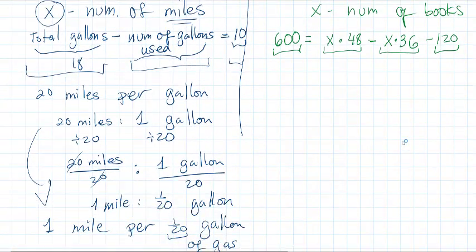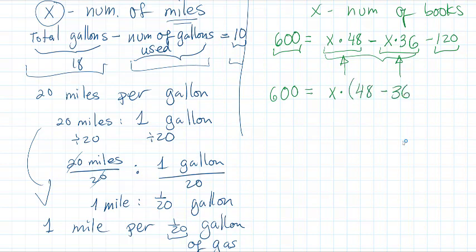Okay, so let's go ahead and solve this equation. So our first step will be to combine like terms. That's one of the things that simplifies our equation. We have two terms with the variable x. We have x times 48 and x times 36, and there's a minus between them. So let's write that out. We have 600 on the left, and now we have x times, and let's open parentheses, 48 minus 36.